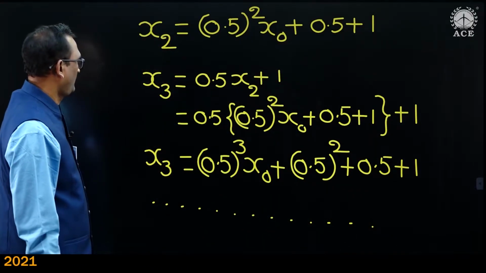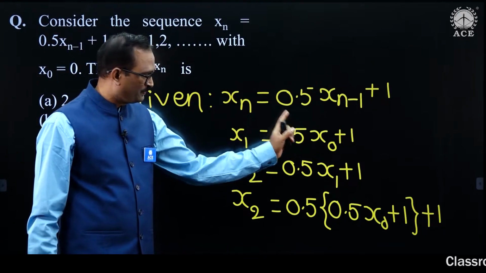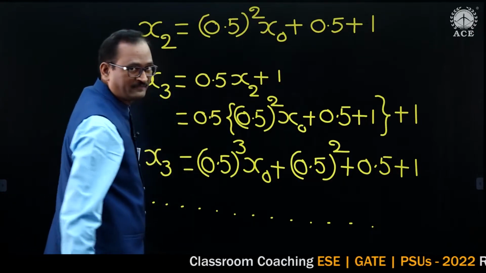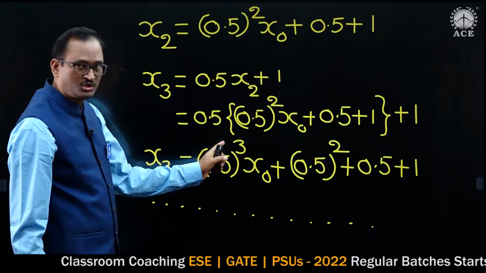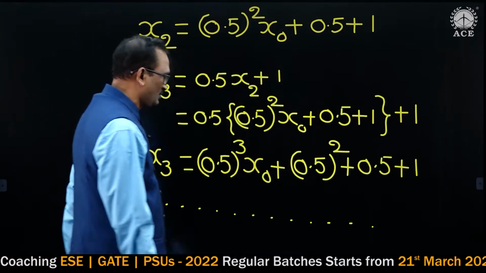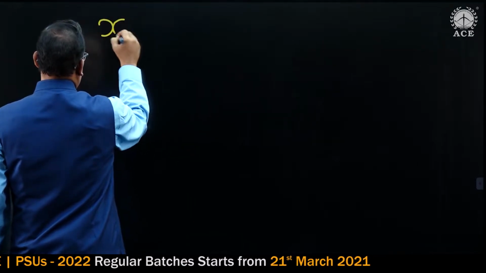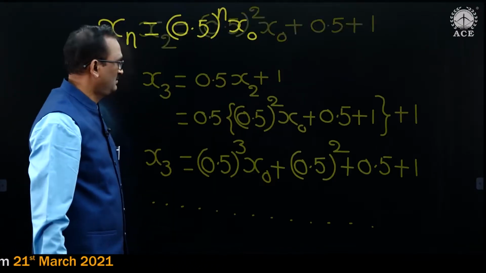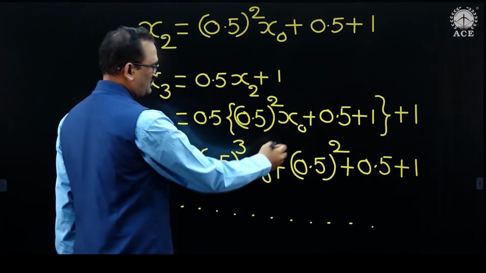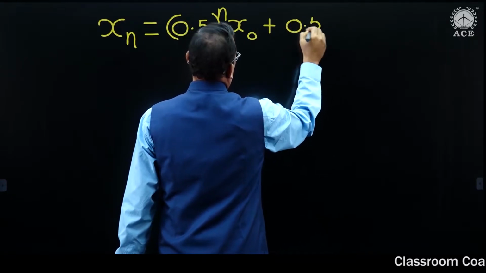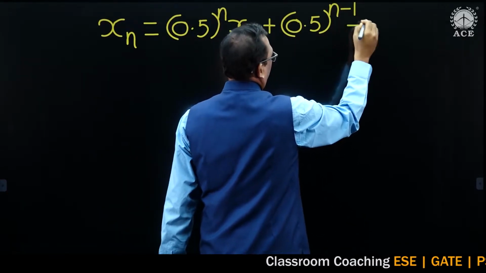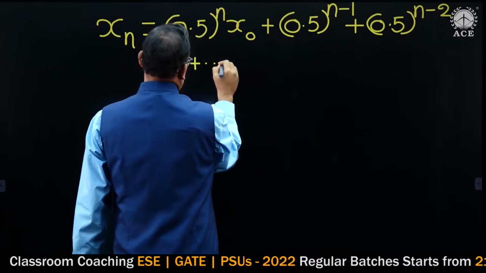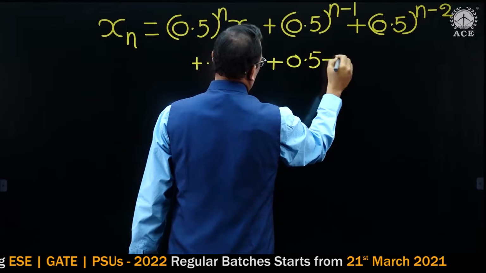Remember, x1 is equal to 0.5 power 1 x naught plus 1. x2 is equal to 0.5 whole square x naught, plus 0.5 plus 1. x3 is equal to 0.5 whole cube x naught, and so on. Similarly, we can guess the value of xn is equal to 0.5 whole power n x naught, plus 0.5 whole power n minus 1, plus 0.5 whole power n minus 2, plus and so on, 0.5 plus 1.